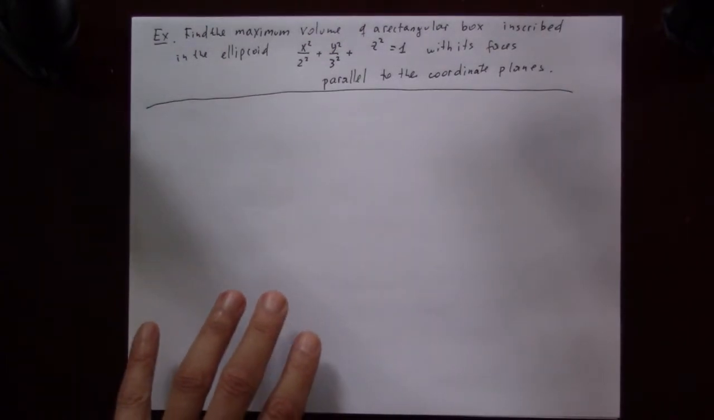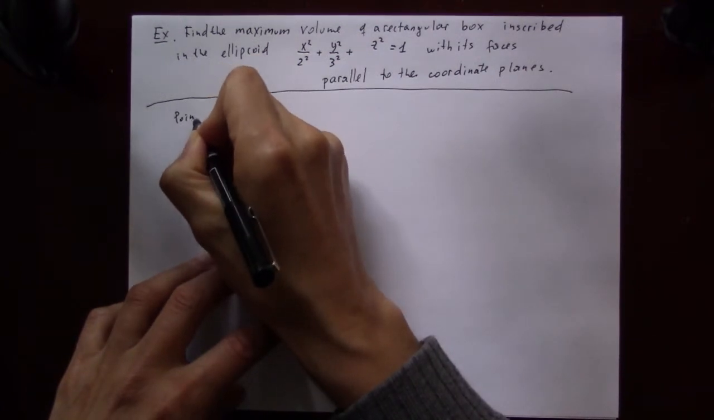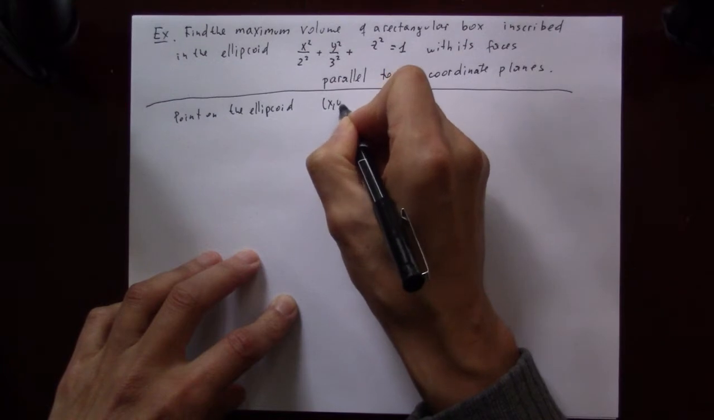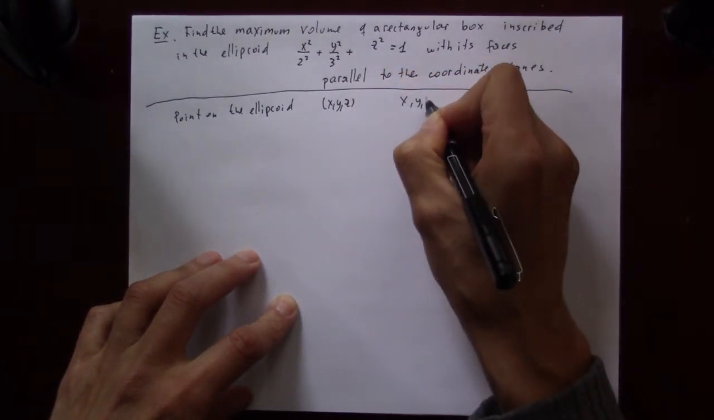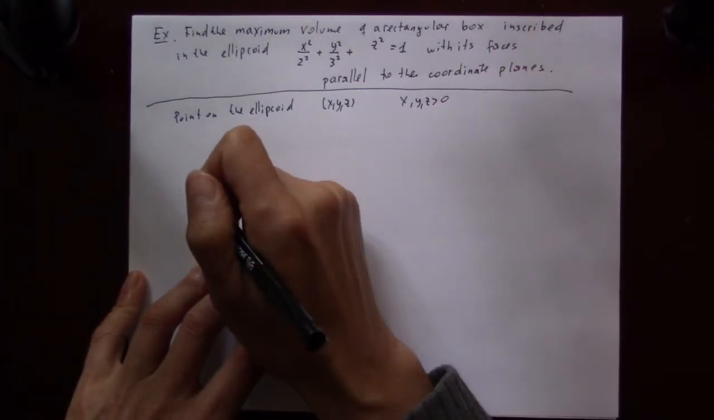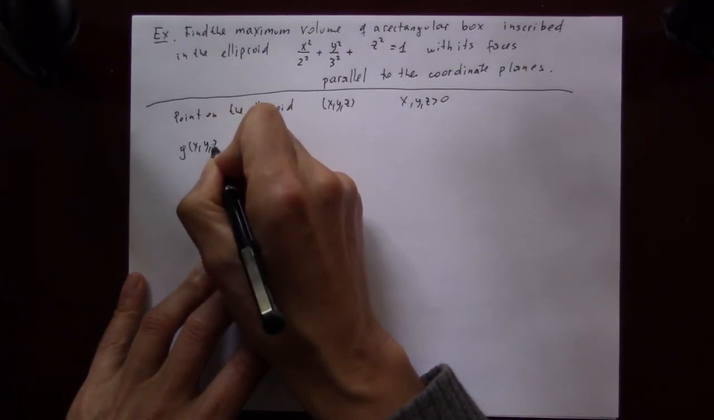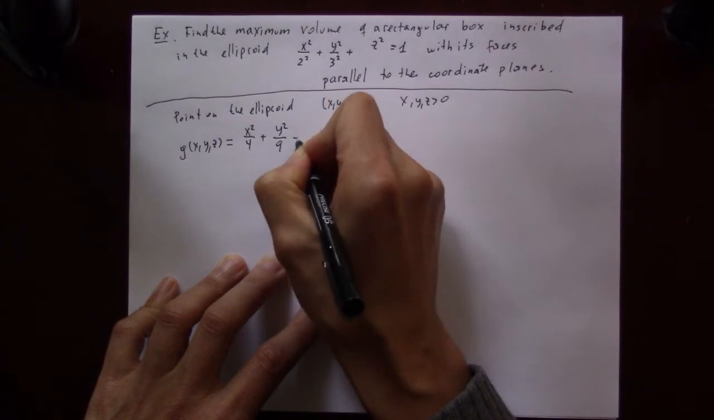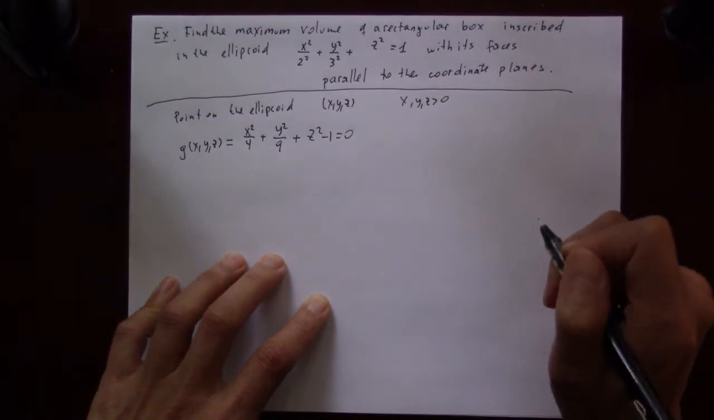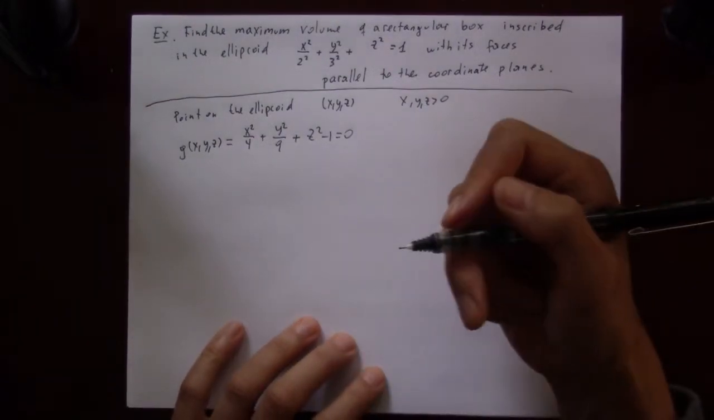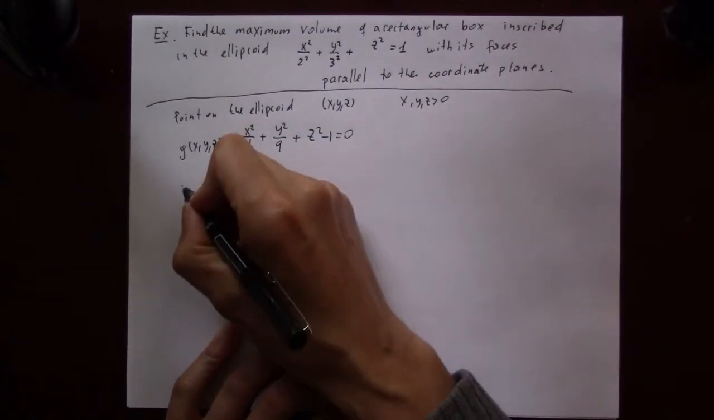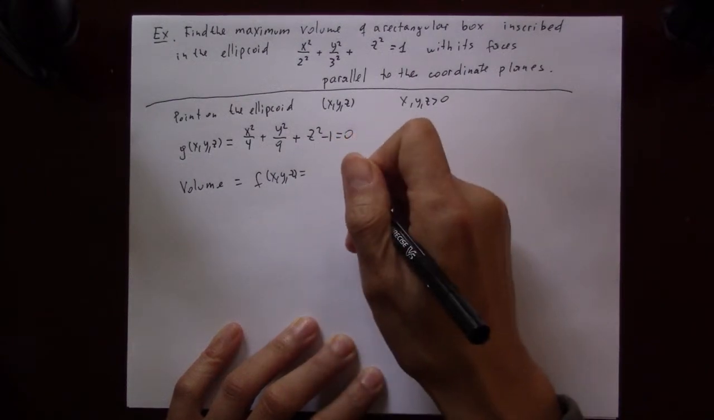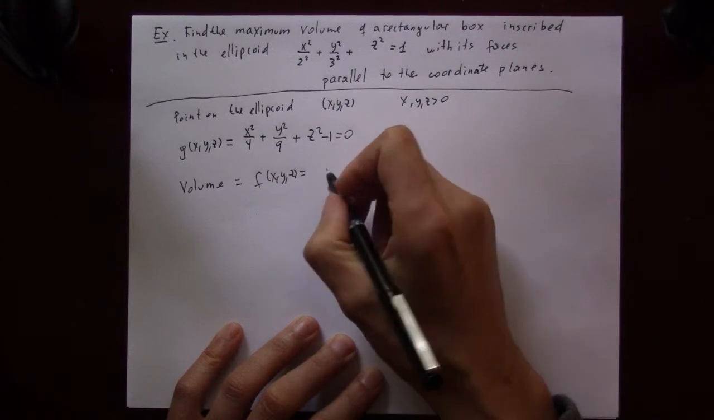So what we do, we pick a point on the ellipsoid, and we're going to pick it with coordinates x, y, z. We will assume that all coordinates are positive. So we're going to have the constraint g of x, y, and z equal to x squared over 4 plus y squared over 9 plus z squared minus 1. Constraint equals 0. The function to maximize is volume. Volume is going to be our function to optimize, and the volume is going to be 8xyz.